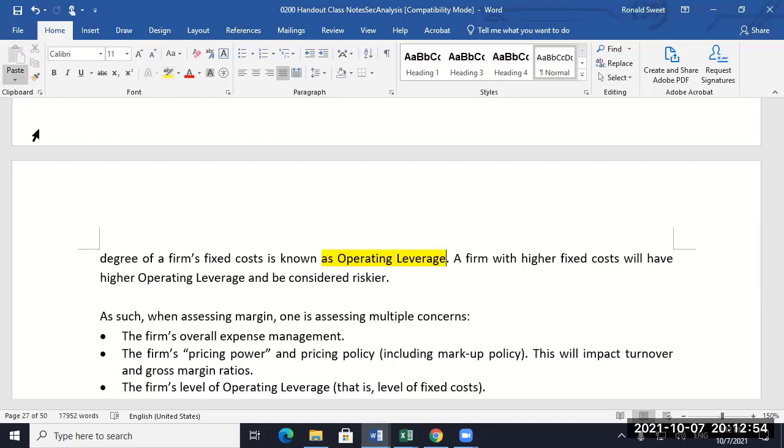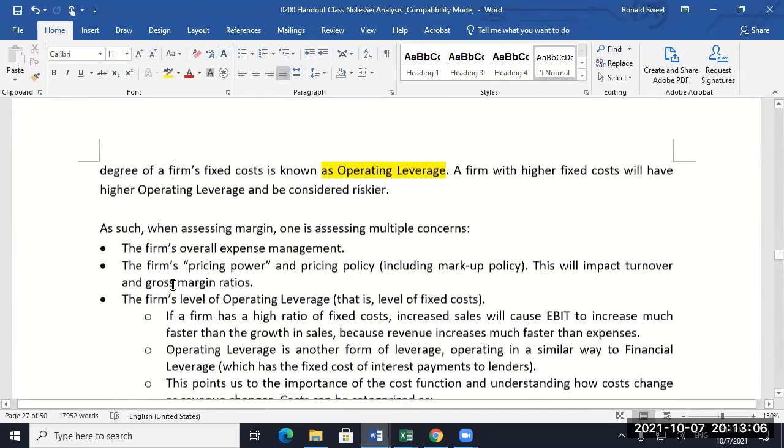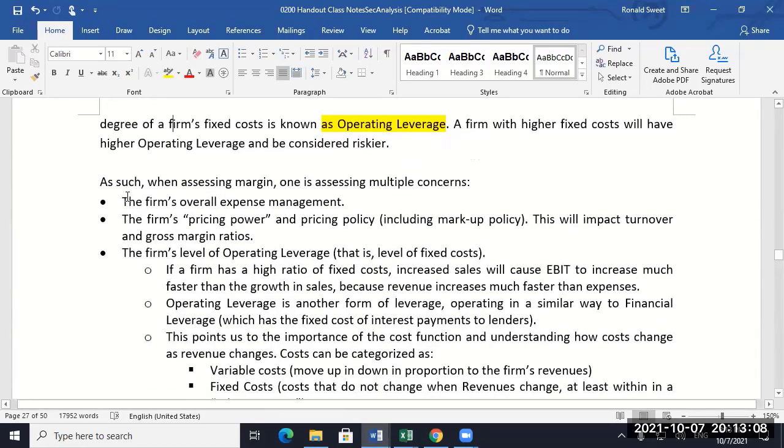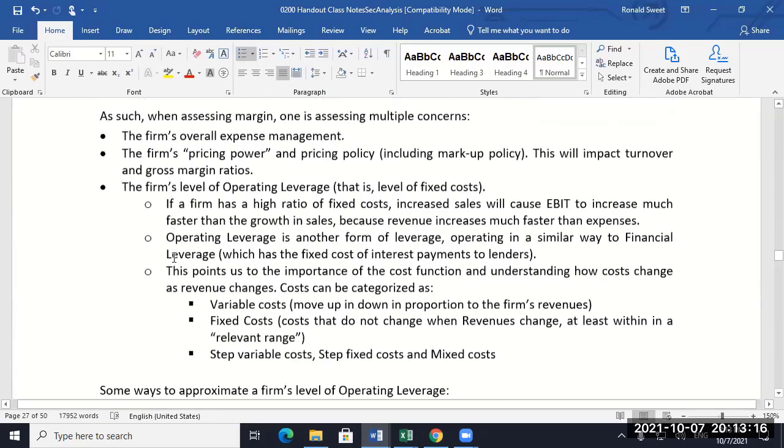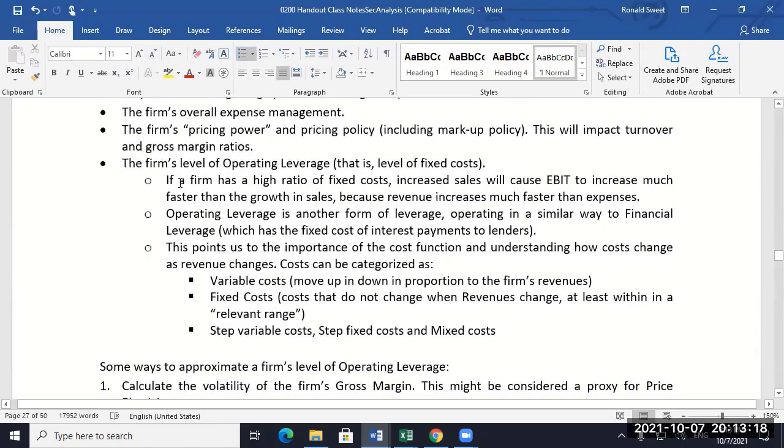It's a leveraging. Firms with higher operating leverage will have what kind of betas? Higher betas or lower betas? Higher betas. Yeah, operating leverage, just like debt, makes your beta higher. So the net margin is going to reflect overall expense management. It's going to bring in the pricing power from the gross margin, but then it's going to bring in this operating leverage. How much fixed cost the firm has. So operating leverage is just another form of leverage.